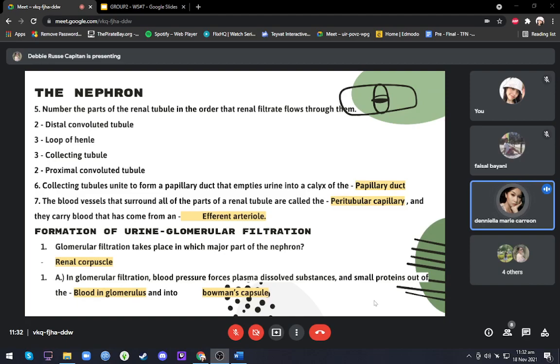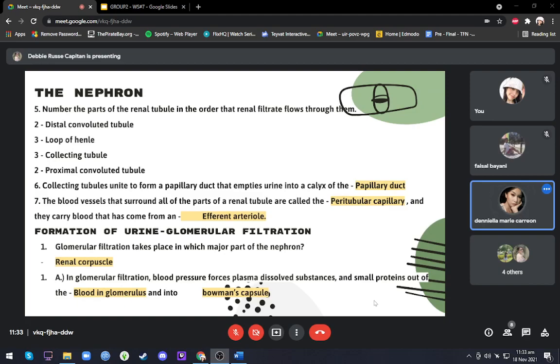Formation of urine, glomerular filtration. Number 1, glomerular filtration takes place in which major part of the nephron? In the renal corpuscle. Number 2, letter A, in glomerular filtration, blood pressure forces plasma, dissolved substances, and small proteins out of the blood in the glomerulus and into the Bowman's capsule.